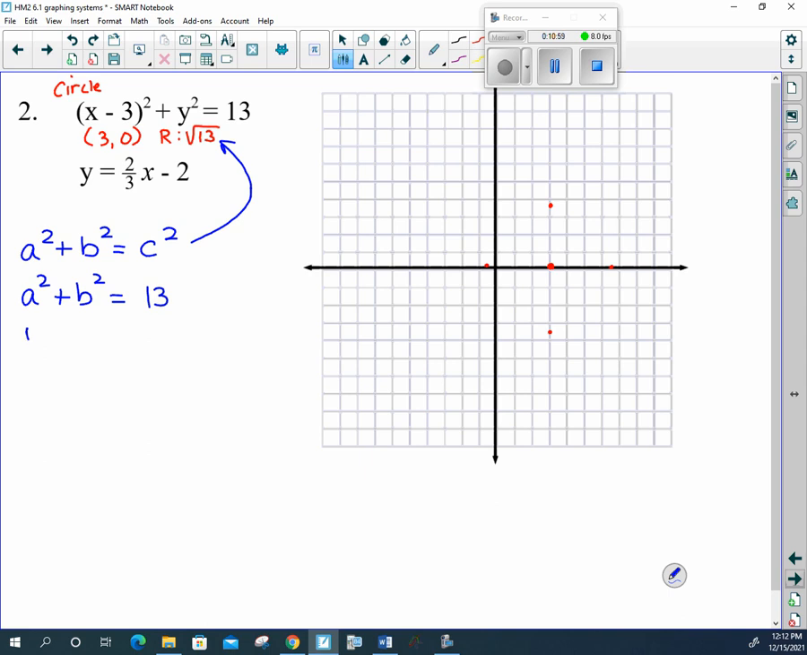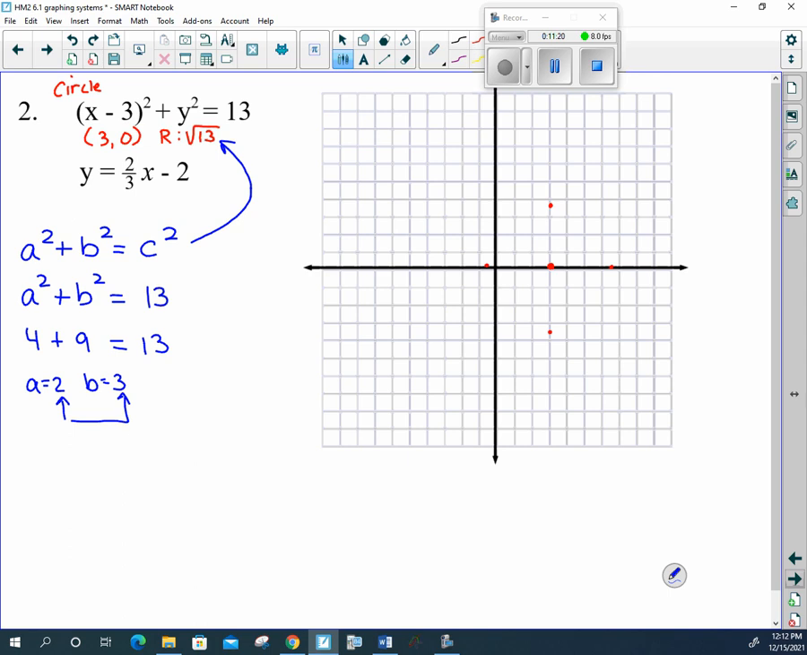Well, I could think of 4 plus 9. So that would mean a is 2 and b is 3. So 2 squared is 4, 3 squared is 9. Add that together, that would work for the Pythagorean theorem. So when you come over here to your circle, you can do a 2, 3 combination.